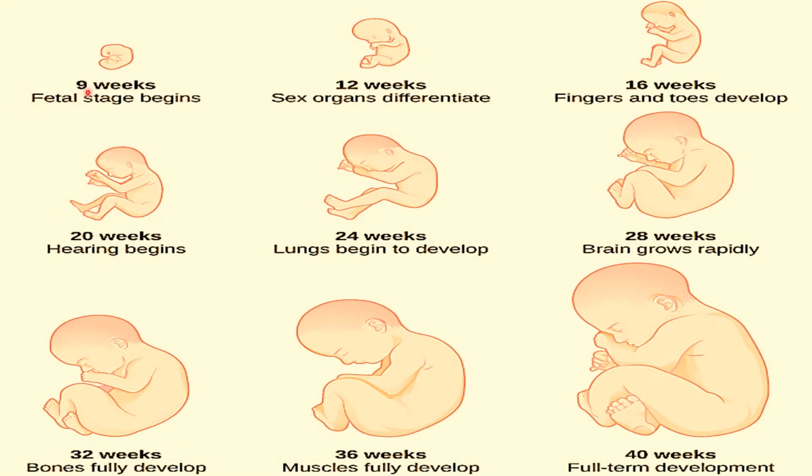So we have seen that the fetal stage begins at the 9th week. Then during the 12th week, the sex organs will get differentiated. During the 16th week, the fingers and the toes develop. Then during the 20th week, the hearing begins. Then in the 24th week, the lungs begin to develop. Then during the 28th week, the brain grows rapidly. In the 32nd week, the bones will get fully developed. The muscles will get fully developed during the 36th week, and during the 40th week, there will be a full term development.